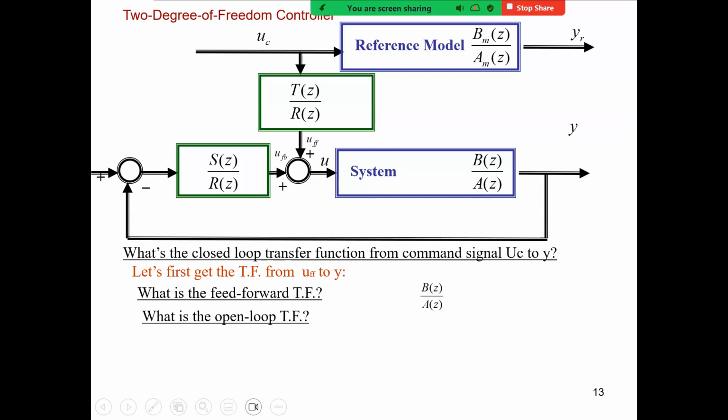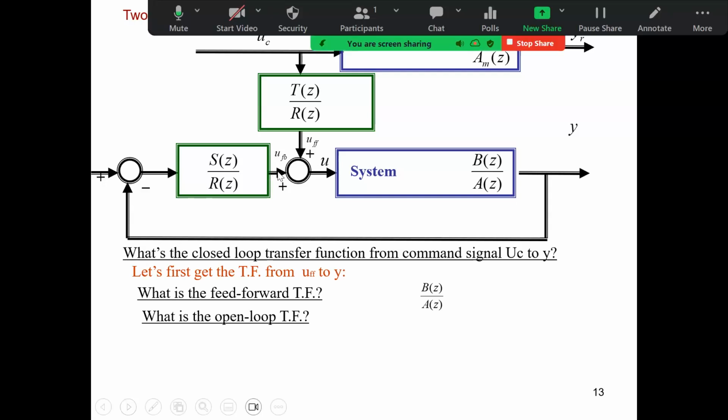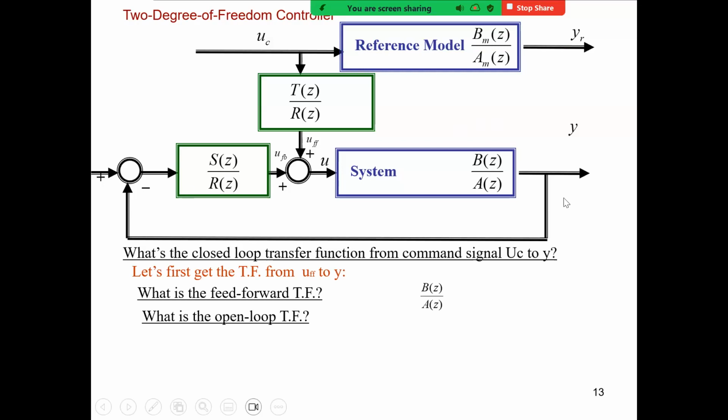What is the open loop transfer function? Now it's closed loop. We make it open, right? The transfer function from the input to the final output here. So what's this whole loop? We disconnect this point, make it open. That's the meaning of the open loop. This is the input to this open loop, UFF, and this is the output of this open loop. So what's the transfer function? This whole loop.